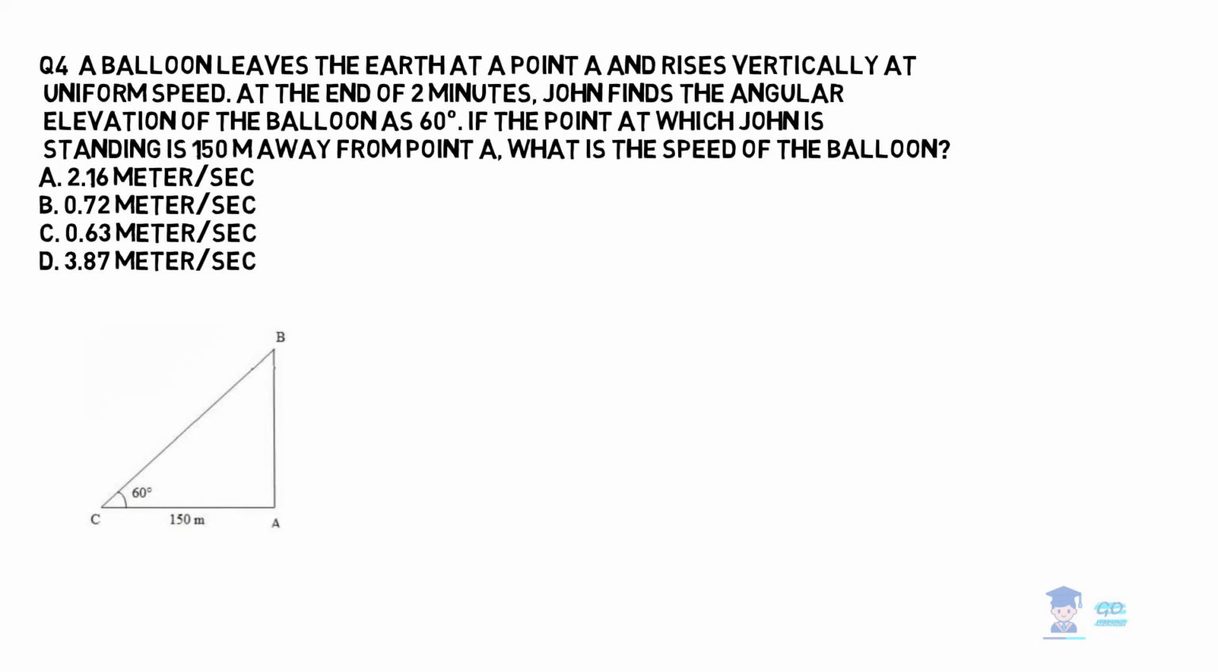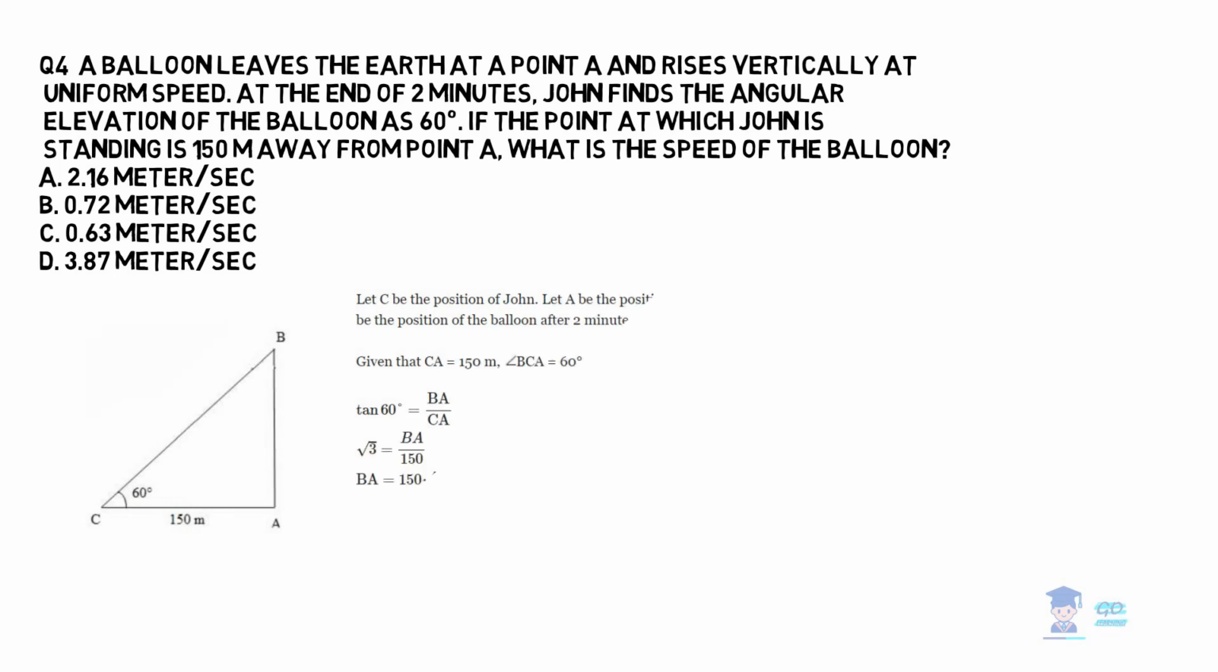Very simple question. Construct the triangle first. So from point A to C, you have the distance as 150 meters. One angle is given. You want the opposite side. Opposite side is nothing but the height to which the balloon has raised, right? So we want opposite. We have adjacent. So tan 60 is equal to BA by CA. Tan 60 value is root 3. So root 3 is equal to BA by 150. So BA is equal to 150 into root 3.